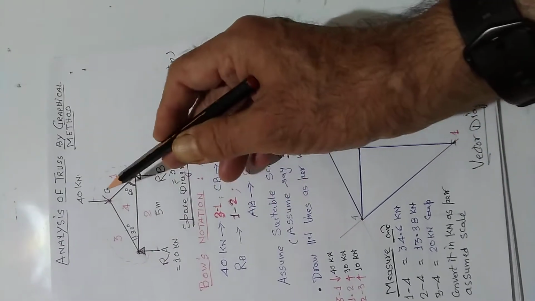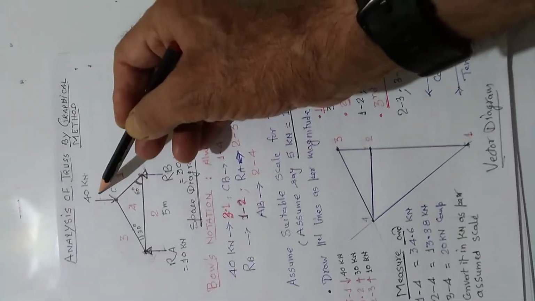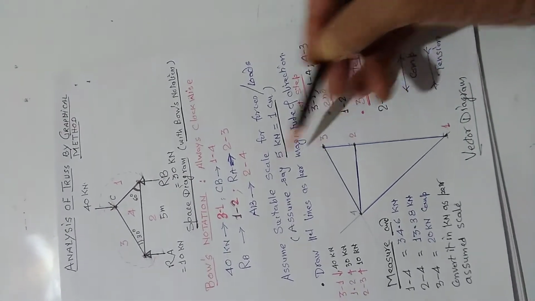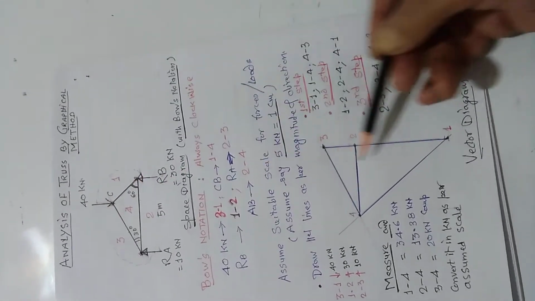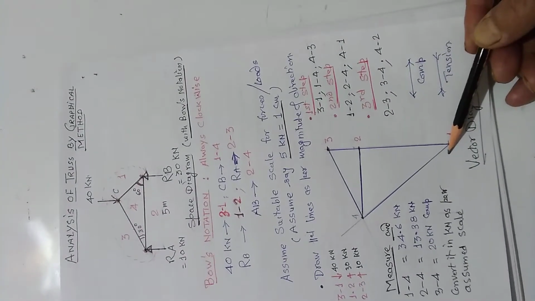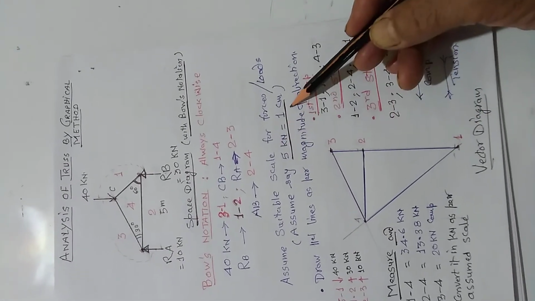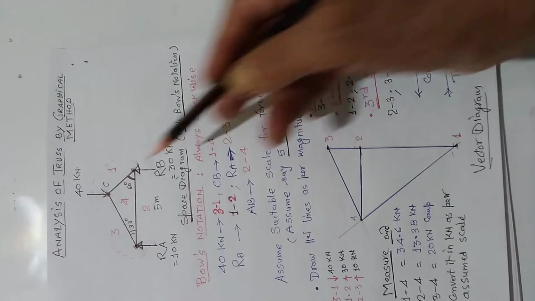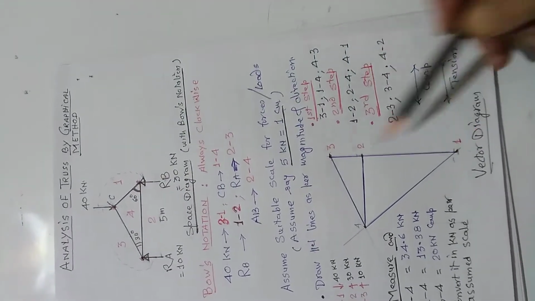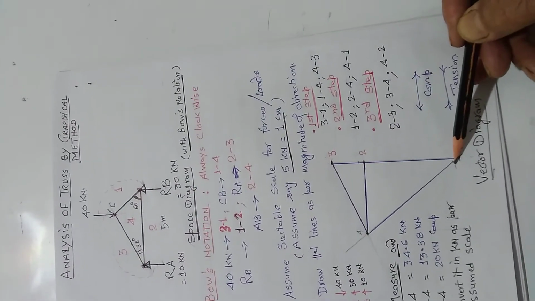I am starting from 3. 3,1, acting downward, 40 kilonewton. Take a point 3. Draw a straight line parallel to this with a magnitude of 8 centimeter, because we have considered that 1 centimeter is 5 kilonewton. This is 40 kilonewton, it is 8 centimeter. From 3 to 1, acting downward, parallel to this, 8 centimeter.